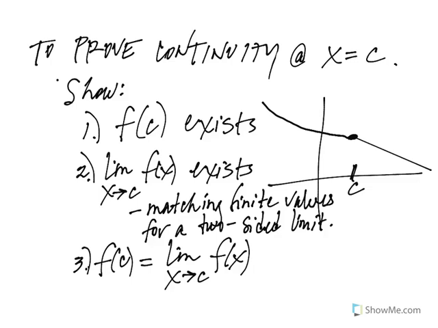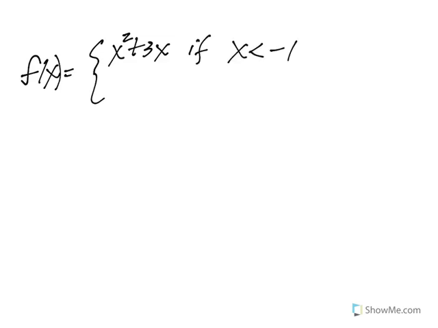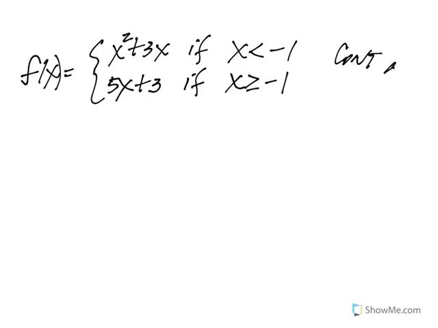All right, so let me walk you through a couple of examples to show you what I'm looking for on tonight's homework. Let's say that I've got f of x is equal to x squared plus 3x if x is less than negative 1, and 5x plus 3 if x is greater than or equal to negative 1. All right, and I'm looking to see if this is continuous at x equals negative 1.